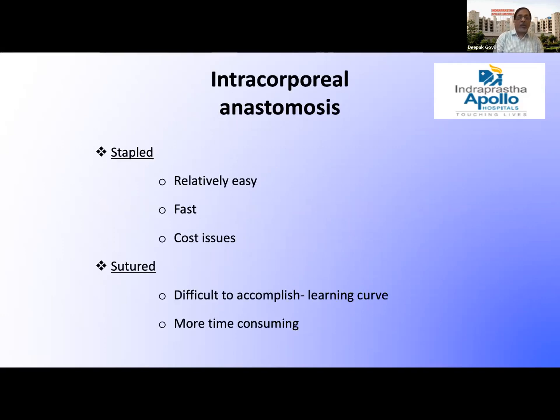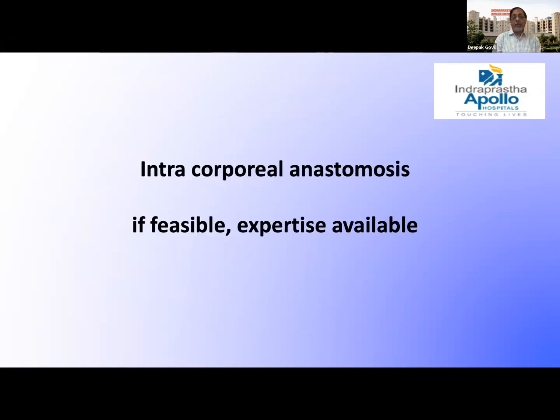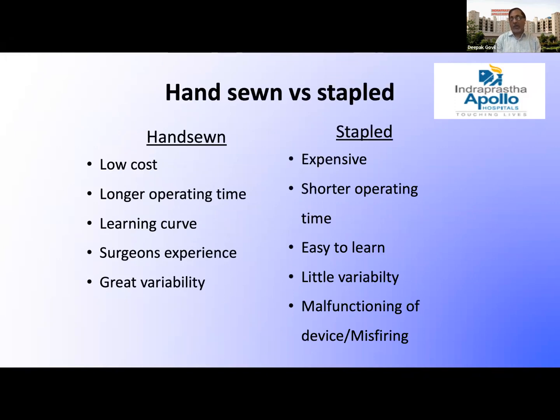This can be done again by a stapled or a sutured technique. Stapled obviously is a relatively easier technique. Suture definitely requires a much higher learning curve and much more expertise. So overall, as I told you, intracorporeal anastomosis, if feasible and expertise is available, may be preferred. With a robotic, that is one thing which probably has been an advantage.